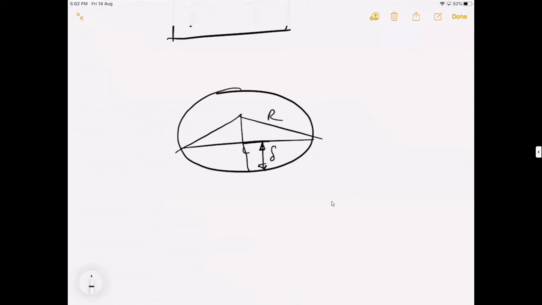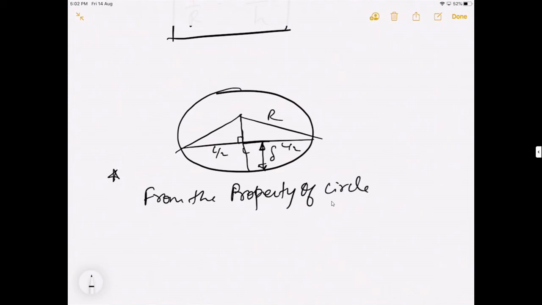This is delta, which is exactly hitting at the center. So this is L by 2 and this is L by 2. From the property of circle, a very important property useful in many exams, L by 2 into L by 2 is equal to (2R minus delta) into delta.